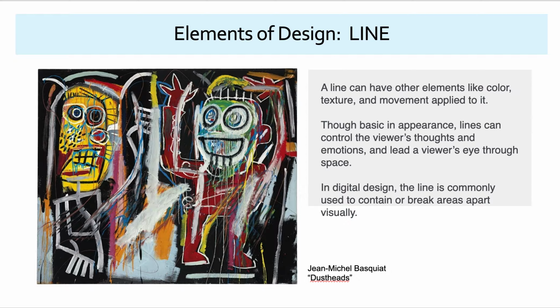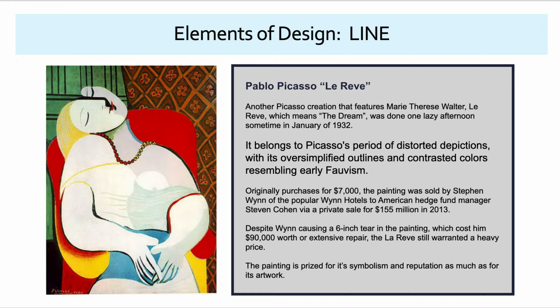Breaks in lines also denote breaks in space, and so we can use lines to denote those things as well. This is Le Rêve by Picasso, which means the dream. He used lines here in his work, and you can see the thickness changes of the line. The line starts off thin and it gets thicker. It changes color, it changes direction, it changes shape, and then it becomes more two-dimensional.